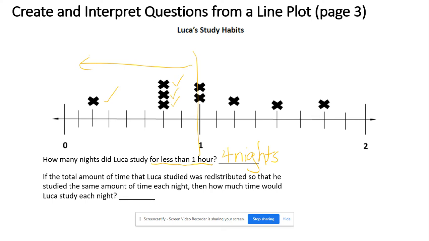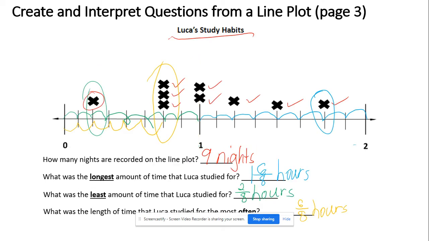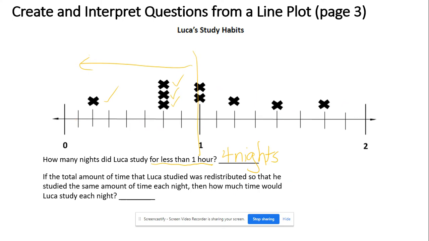If the total amount of time that Luca studied was redistributed so that he studied the same amount of time each night, then how much time would Luca spend each night studying? So here, this is where we're finding the average. We're going to add up the amount for each of these X's, and we're going to divide it by the total number of nights, which we knew was 9 from the first question. So let's start. The first one we can see is 2/8. And we're going to add that to here, which is 1, 2, 3, 4, 5, 6/8. But there's 3 X's above 6/8, so we need to add 6/8 3 times.